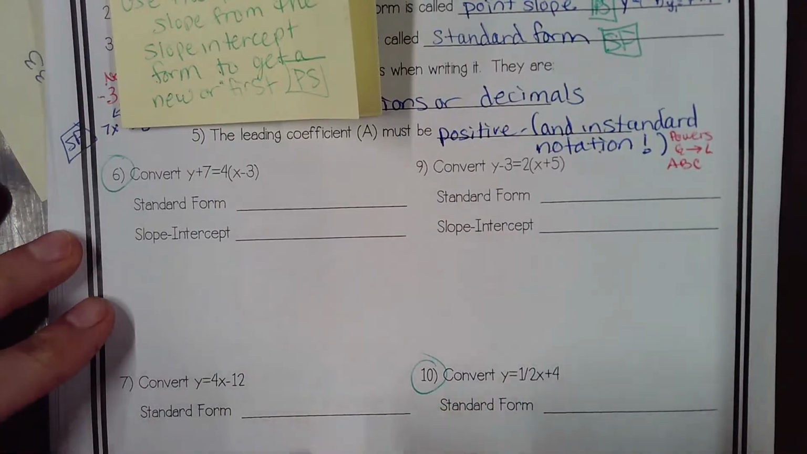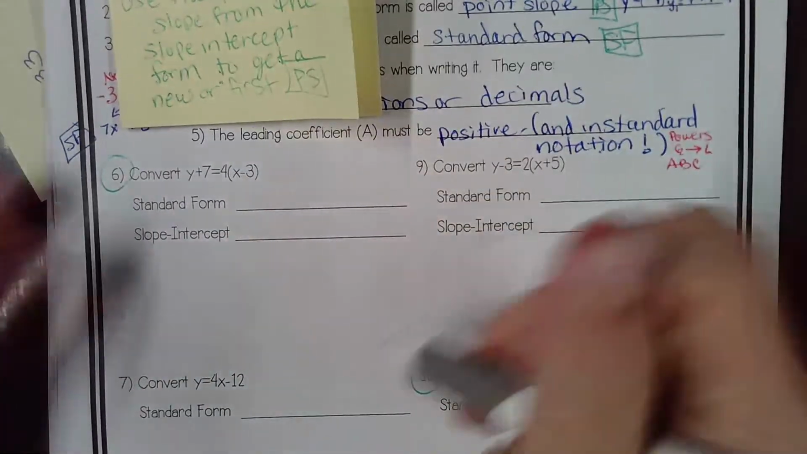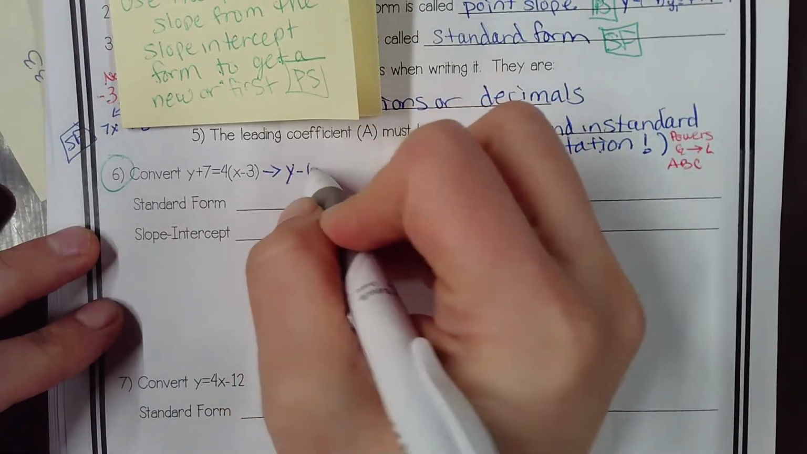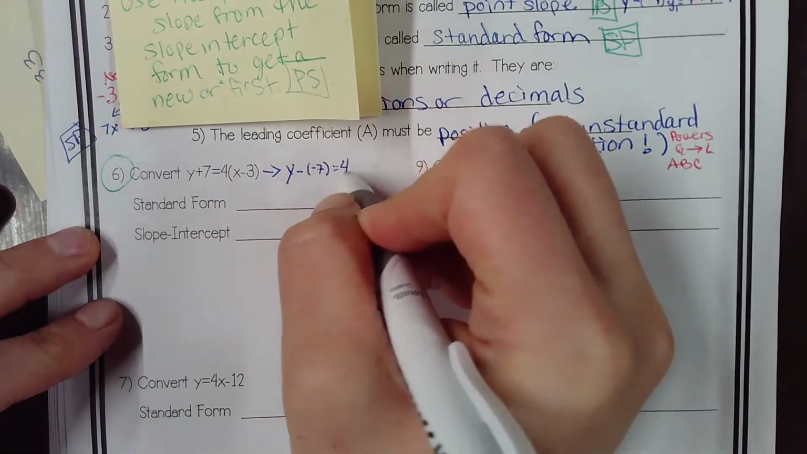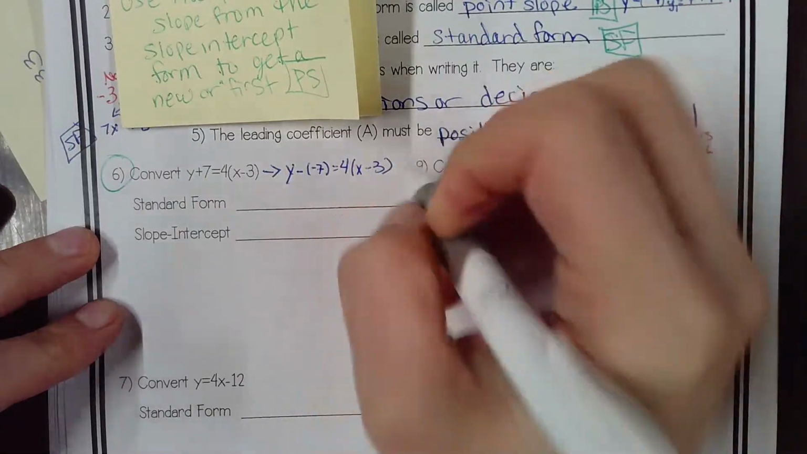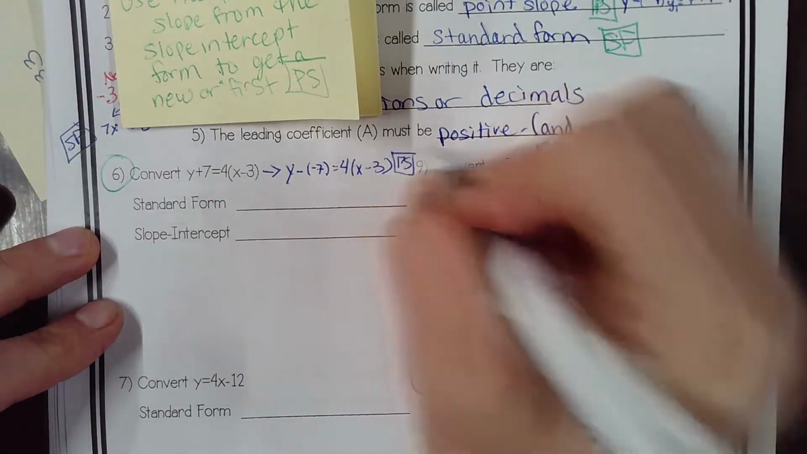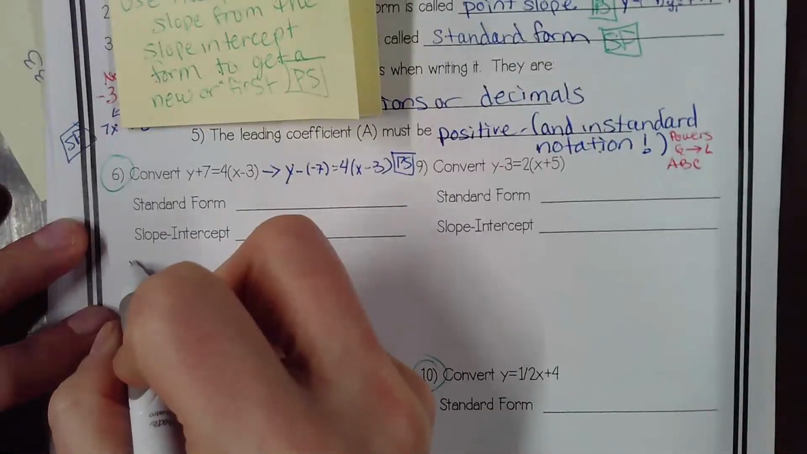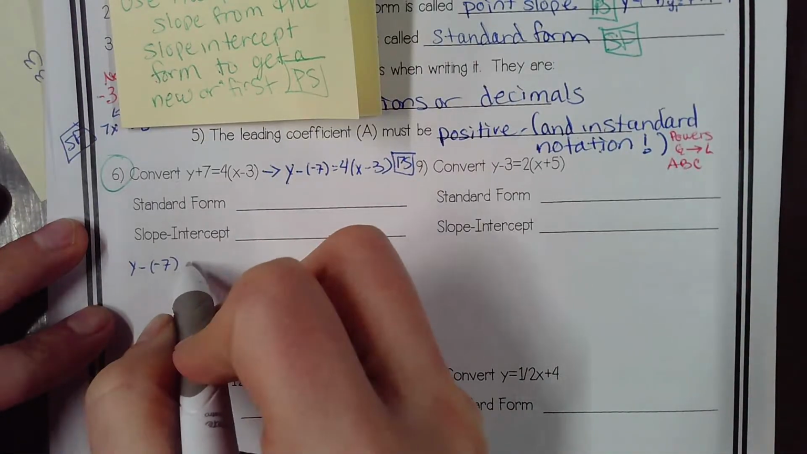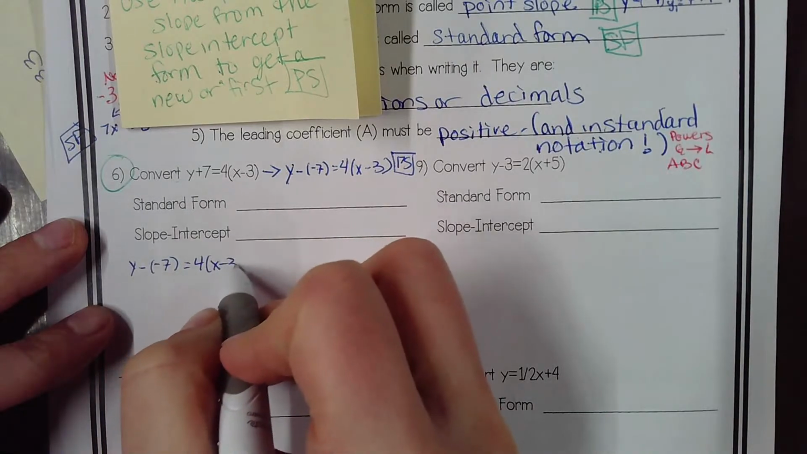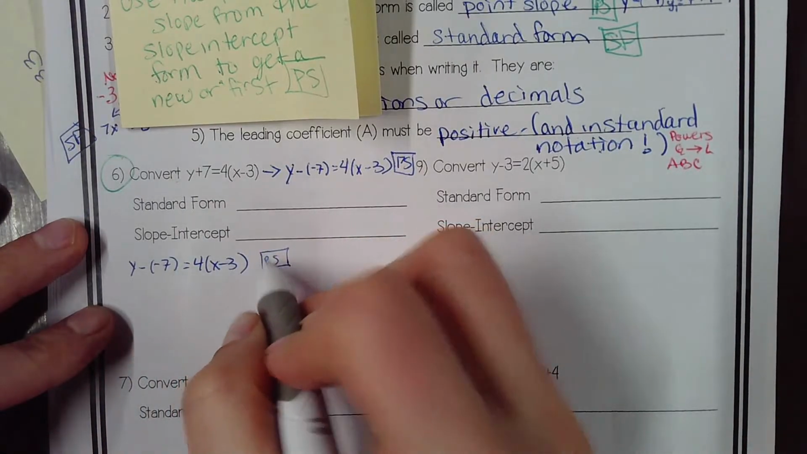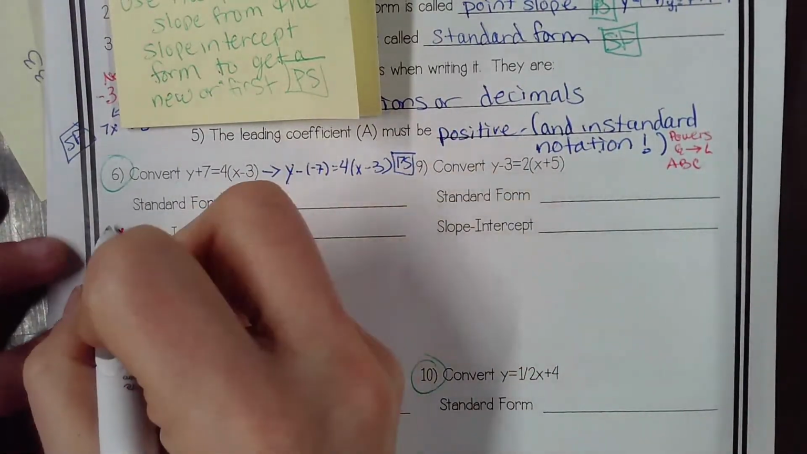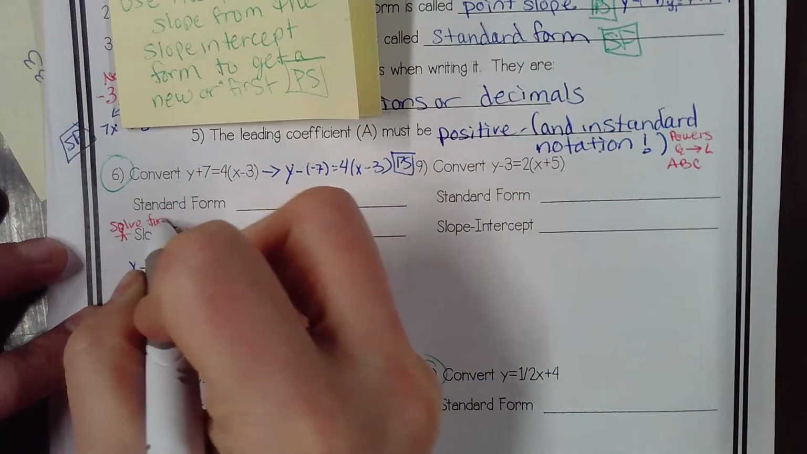I'm going to look at this first. Is this in point slope form? Technically, yes, but I'm going to change it so I can see my subtraction. Y minus negative 7 equals 4 times x minus 3. Then I'm going to label it as point slope. Where the line is where the label is. I'm going to take my y minus negative 7 equals 4 times x minus 3, which is point slope, so I'll label it. And I'm going to put it into slope-intercept form, which is really just solve for y.